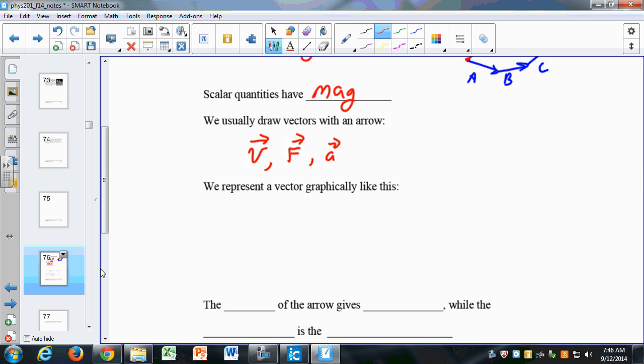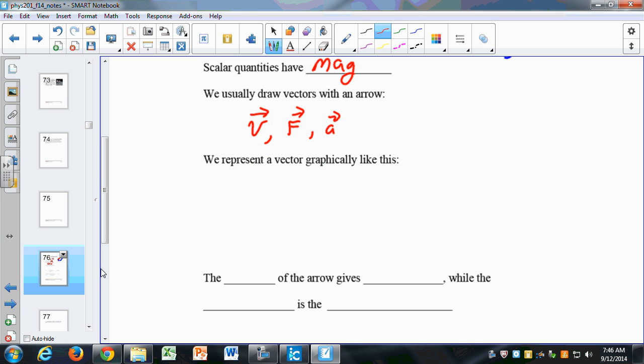And when we draw a vector graphically, we'll draw it like this. And y'all did this in the lab, where you draw it as an arrow. And here the length of the arrow gives the magnitude, while the direction of the vector is just the direction the arrow is pointing.